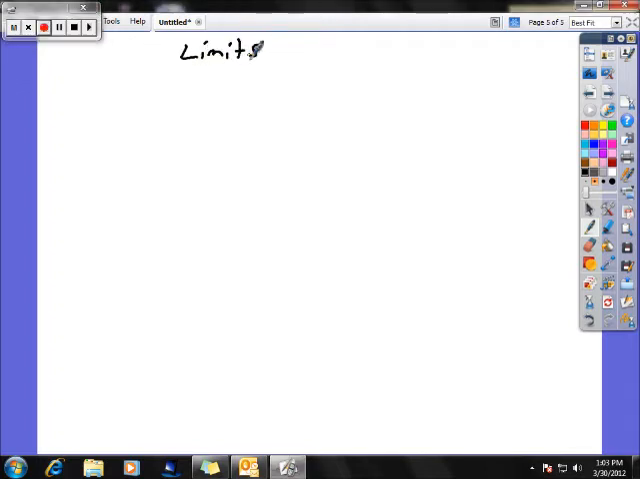Limits involving infinity. There's two different ways you can see an infinity on a limit. You could see infinity as the thing that x is approaching, or you can see infinity as the answer to your limit. Okay? So we're going to look at both of those.